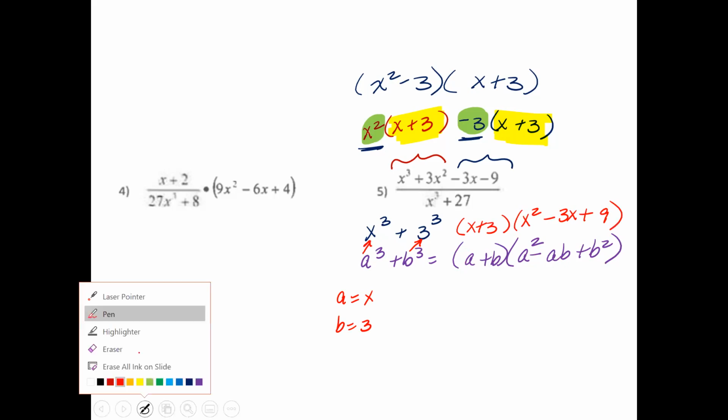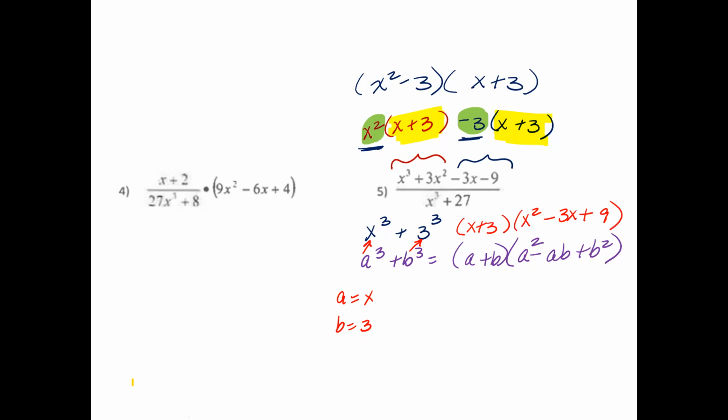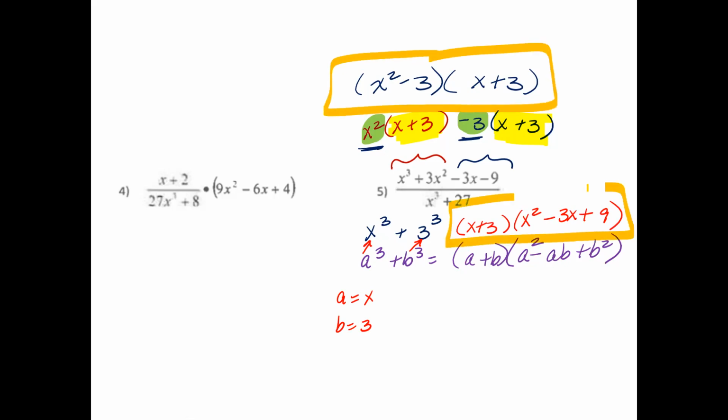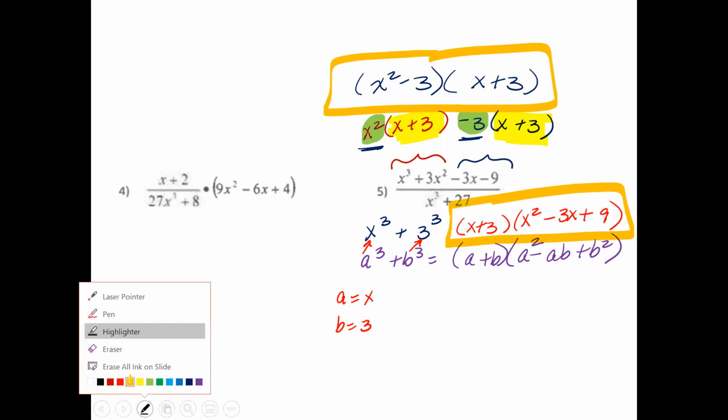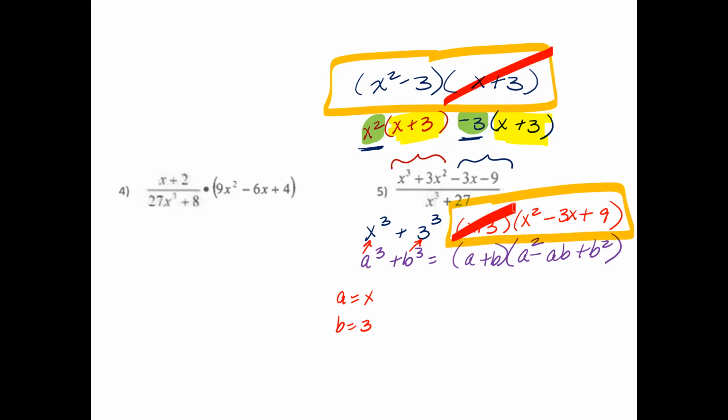So now we're going to go ahead and compare. What do I have here on the numerator in comparison to my denominator? Is there anything that's the same? x plus 3 is exactly the same, and I can cross that out. And so when I cross that out, what's left? I have x squared minus 3 over x squared minus 3x plus 9. And that's your answer.